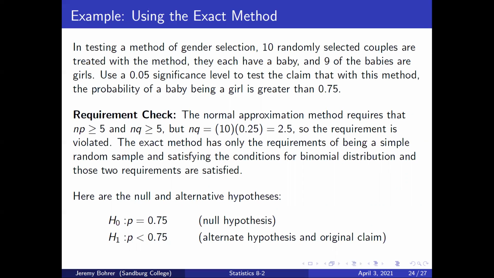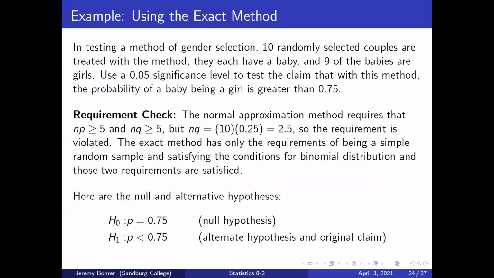We do our requirement check. The normal approximation method requires that np is greater than or equal to 5 and nq is greater than or equal to 5, but nq equals 10 times 0.25, which is 2.5. So the requirement is violated. The exact method has only the requirements of being a simple random sample and satisfying the conditions for binomial distribution, and those two requirements are satisfied.